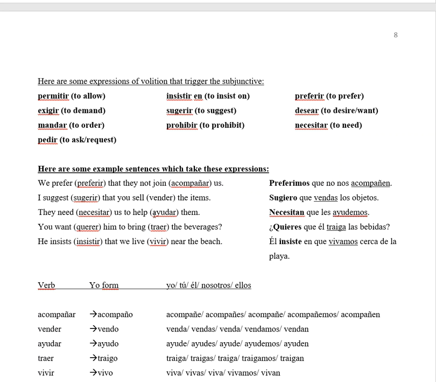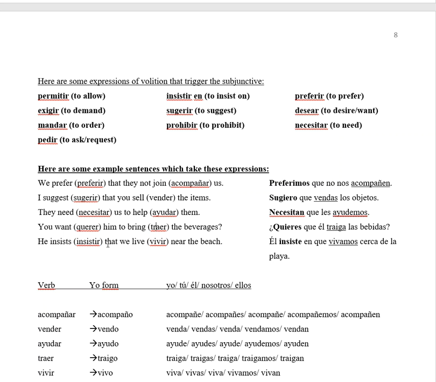They need us to help them. So we conjugate this in the nosotros form in the subjunctive. They need us to help them: Necesitan que les ayudemos. You want him to bring the beverages. He brings, so we would conjugate this in the subjunctive. ¿Quieres que él traiga las bebidas?